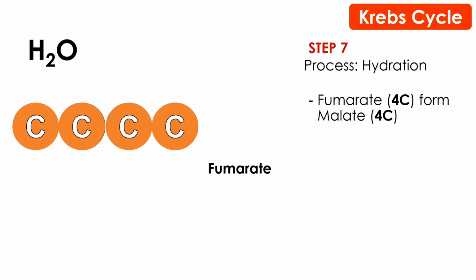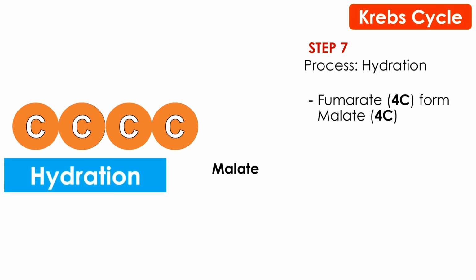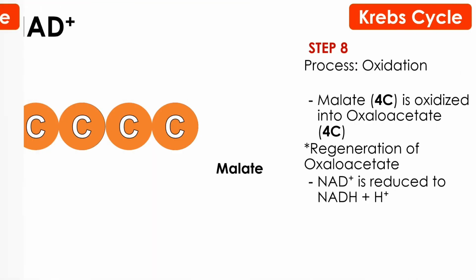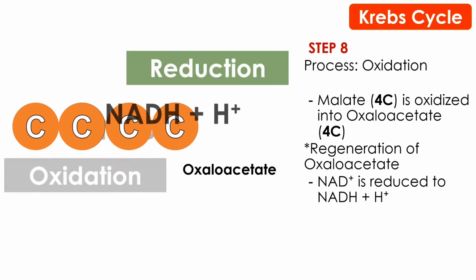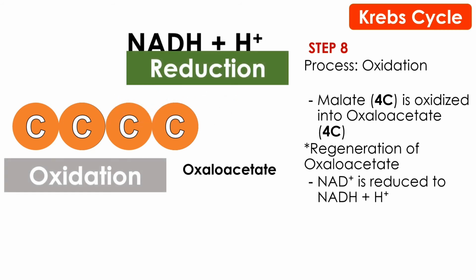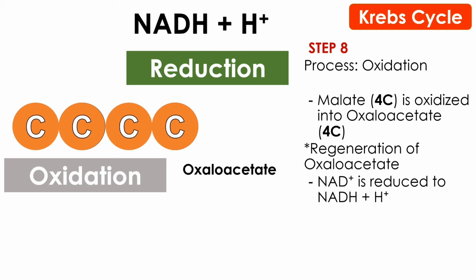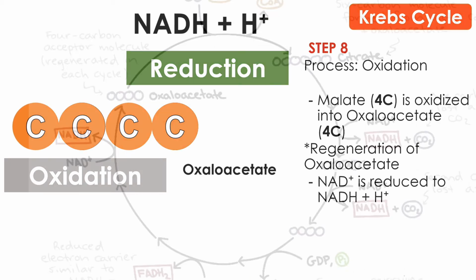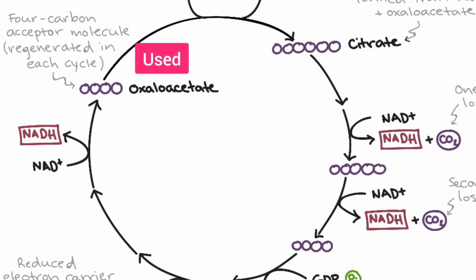Fumarate will undergo dehydration reaction to form malate, and finally malate will become oxidized into oxaloacetate, which simultaneously reduces NAD+ into NADH plus H+. Regeneration of oxaloacetate means that it can be reused for the next round of Krebs cycle. This is also the reason why the process of Krebs cycle is known as a cycle, since oxaloacetate that was initially used will be eventually reproduced.